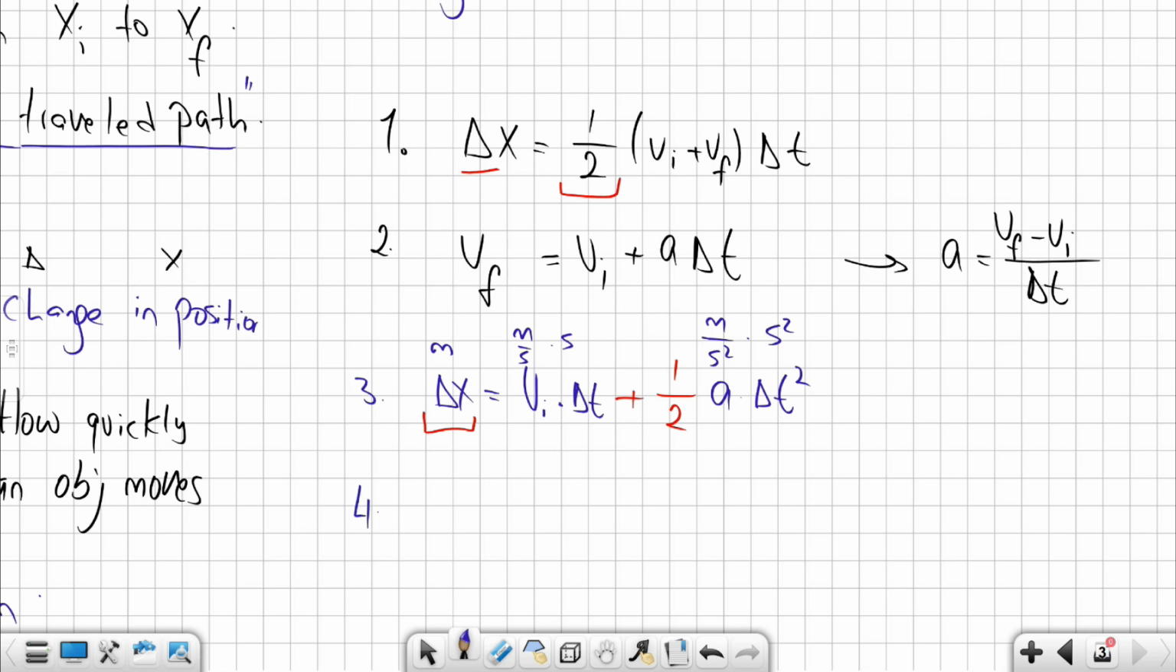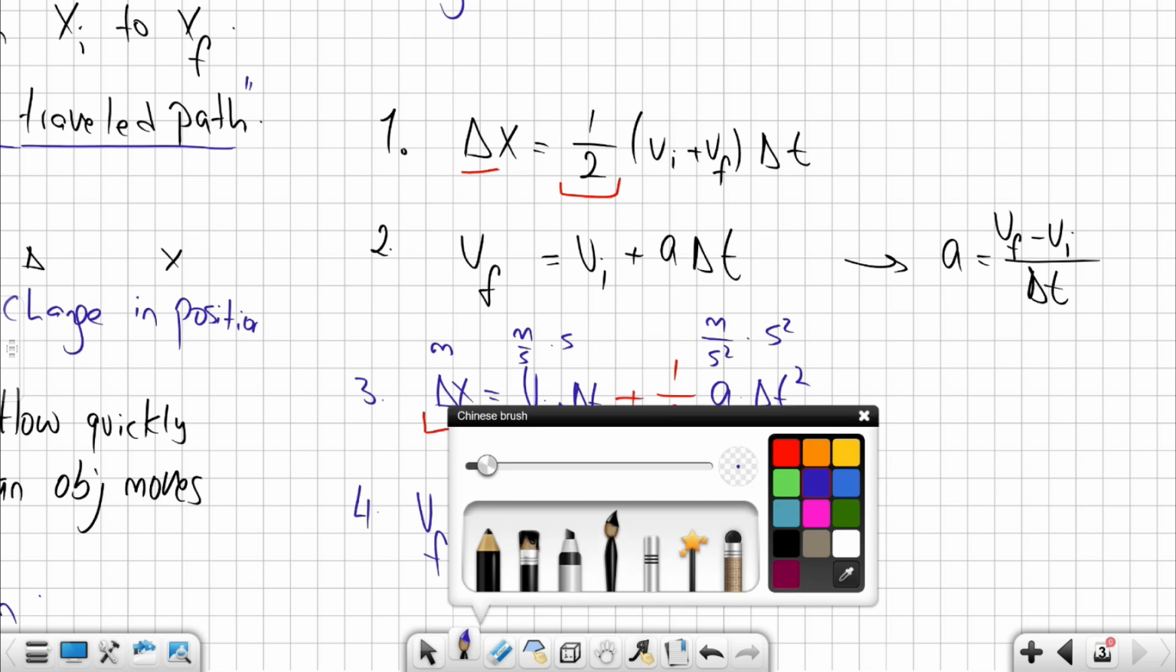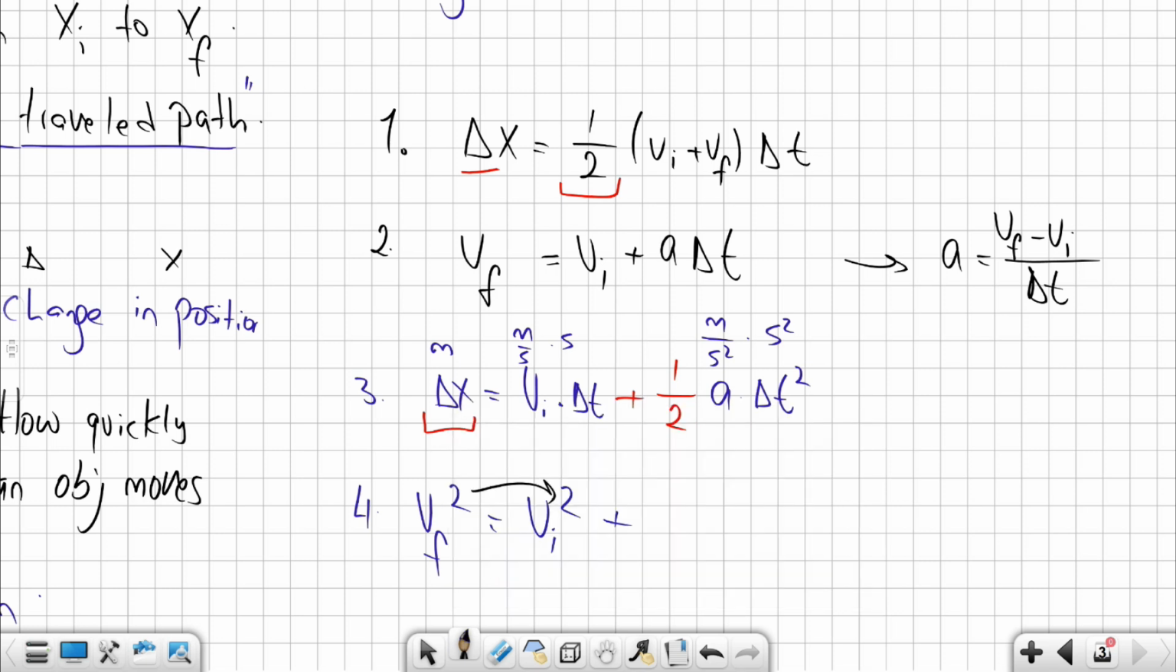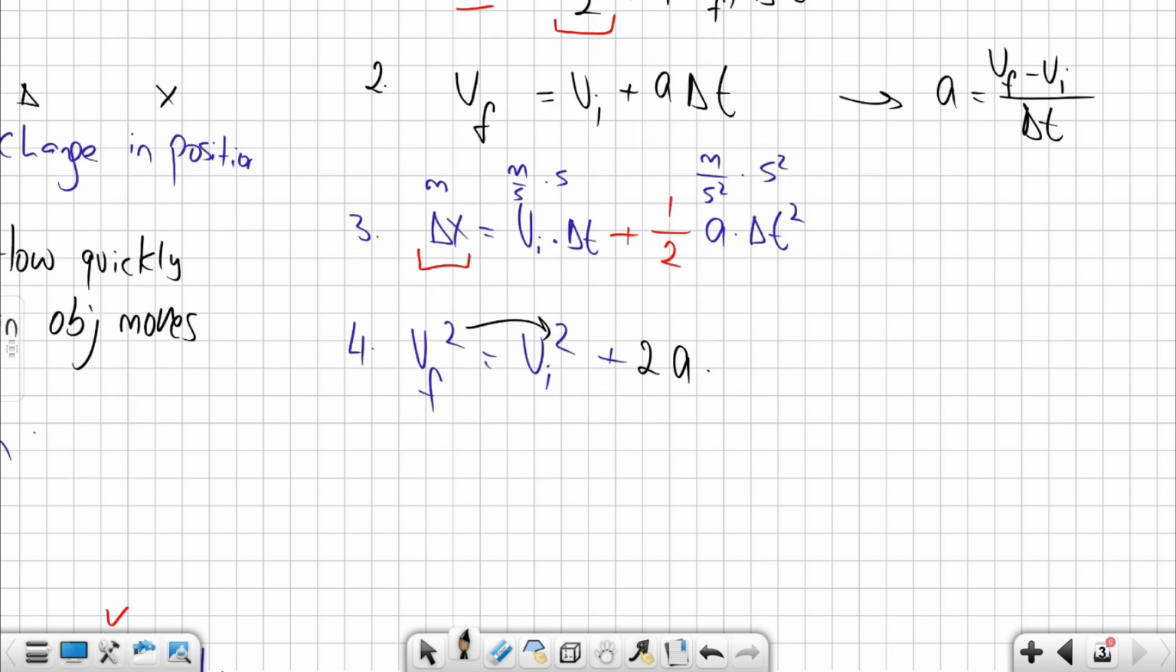The last equation is v final squared, which is equal to v initial squared. Since that's squared, that also must be squared. We have a 2, so we have a 2 here. It is not 1 over 2. We have acceleration. But how do I remember that it is always delta x here?